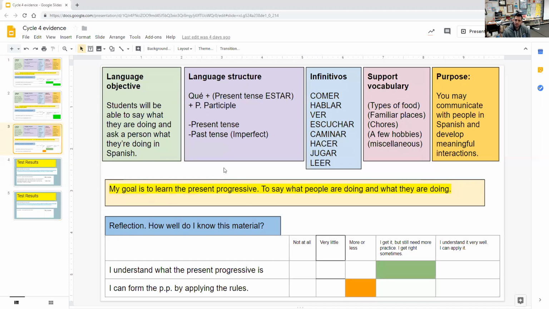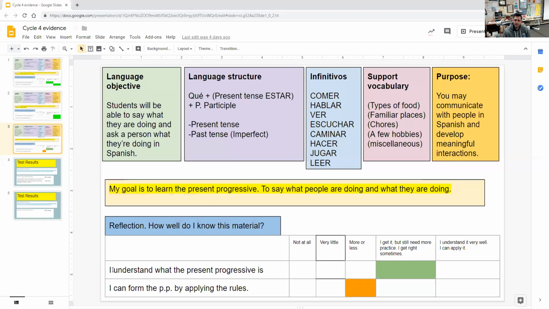On the bottom right here, you can see that I have a reflection: how well do I know this material? This is to get the students to reflect on how much they know before the test. This time, I included this on the initial page, but I didn't have the students assess themselves. I should have had the students initially read the statements and assess themselves beforehand. That way, most of them would most likely be at a very low level.